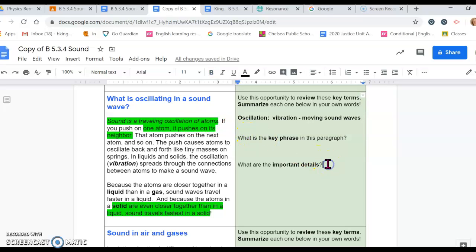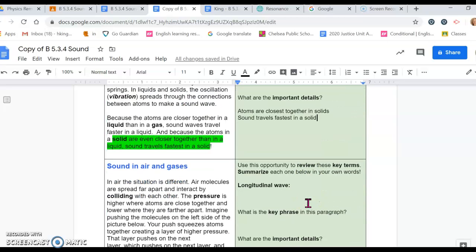And then important details, I would jot down things like, let's see, atoms are closest together in solids. I'm definitely getting that down. Sound travels fastest in a solid. I think that's definitely important. Okay, so I'm getting that down. All right, I'm going to move on from here.